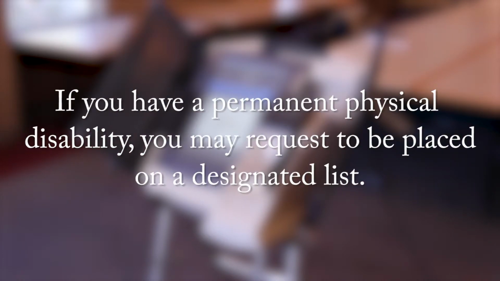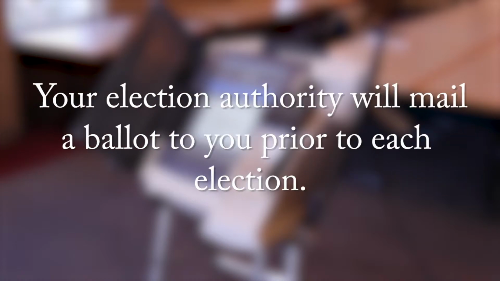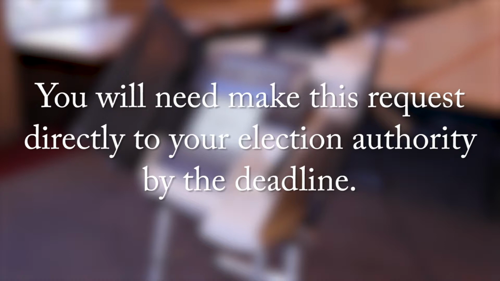If you have a permanent physical disability, you may request to be placed on a designated list. This allows your local election authority to mail an absentee ballot application directly to you prior to each election. You will need to make this request directly to your local election authority by the deadline in order to be valid.